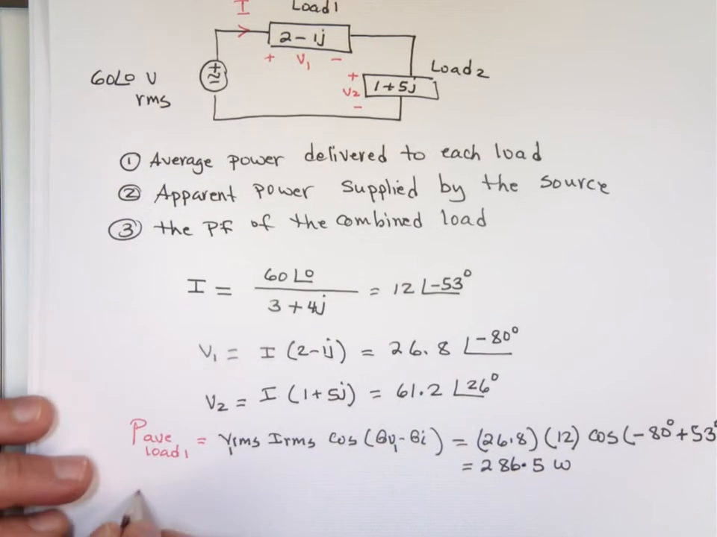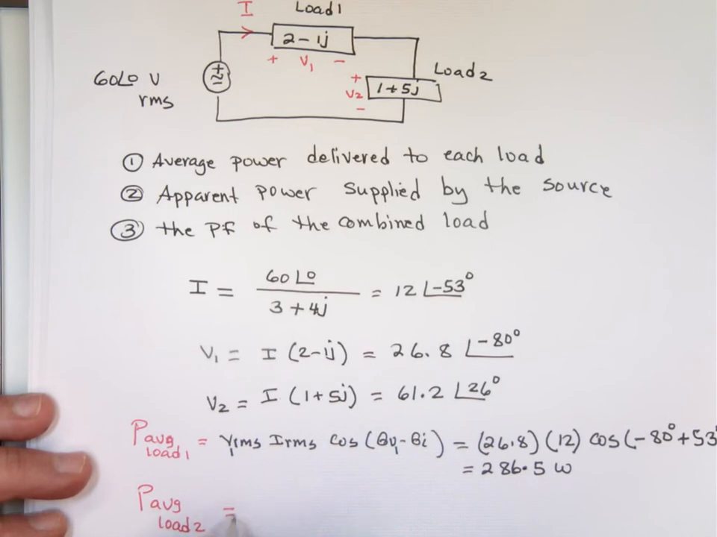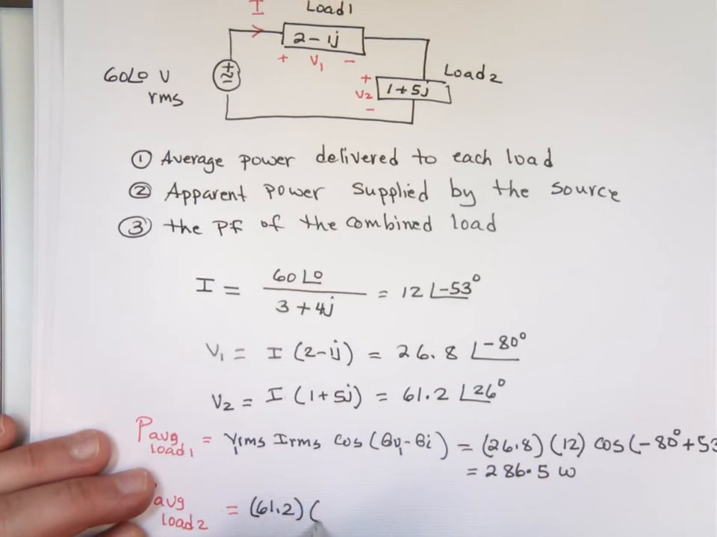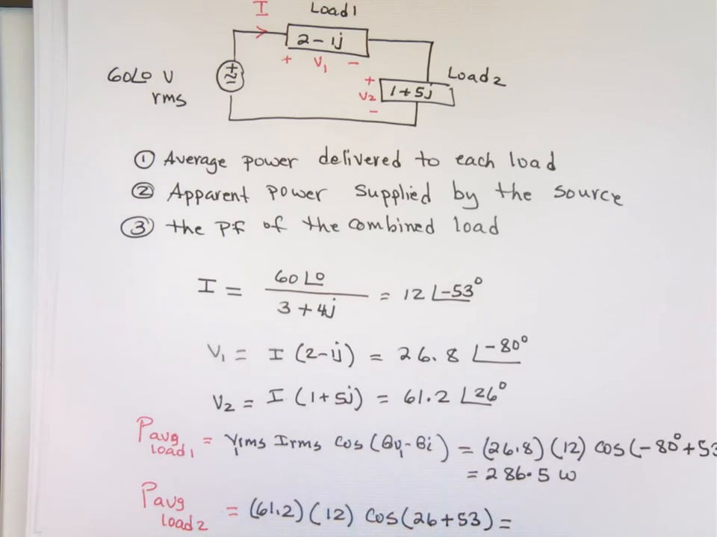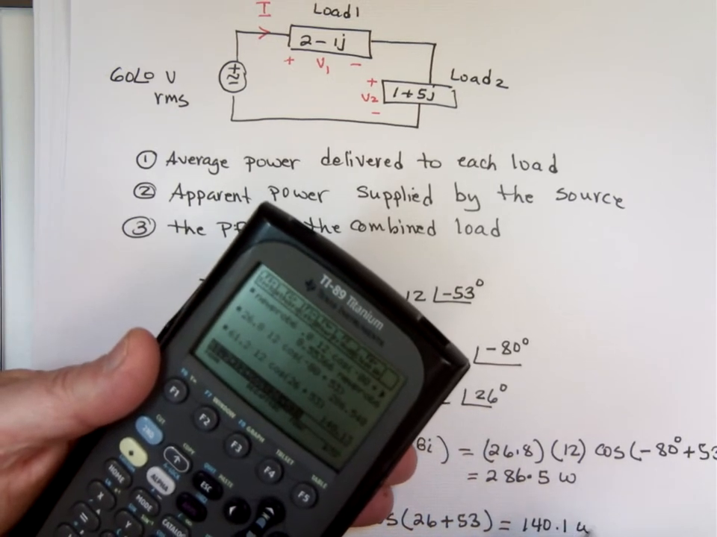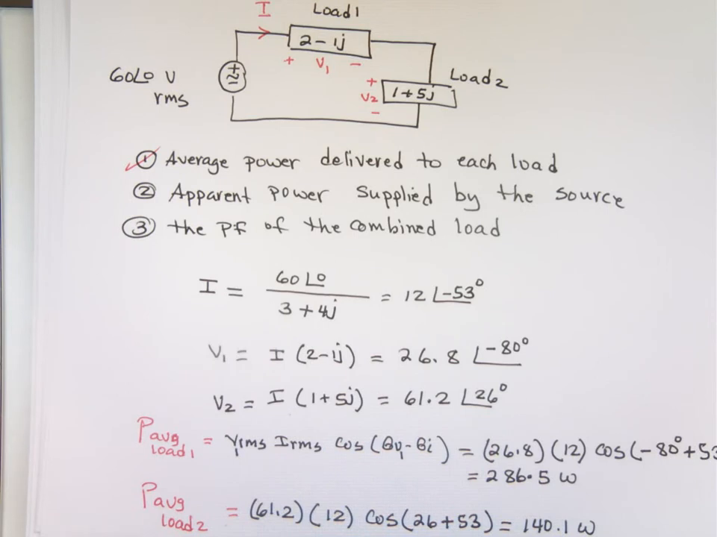Average power to load 2 is going to be what? V RMS, that's 61.2, that's the voltage, times I RMS, which is 12, times cosine of theta V minus theta I. Theta V is 26 minus a minus, that's plus 53 degrees. So 61.2 times 12 times the cosine of 26 plus 53, and I got 140.1. Anyone got that number too? Yeah. So we answered question number 1, find the average power delivered to each load. We got them.